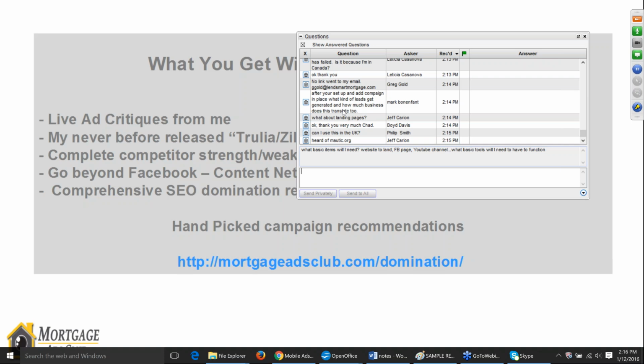All right. Okay, Chad, can I use this in the UK? Absolutely, Philip. The software is designed to search multiple countries as far as ads. So if you just want to limit your searches to UK-based ads instead of United States and Canada, then you have that option. I believe there's 28 countries that it searches as of this moment.